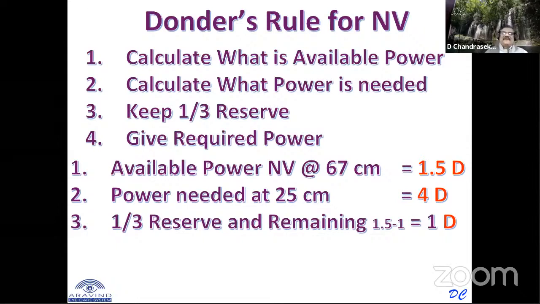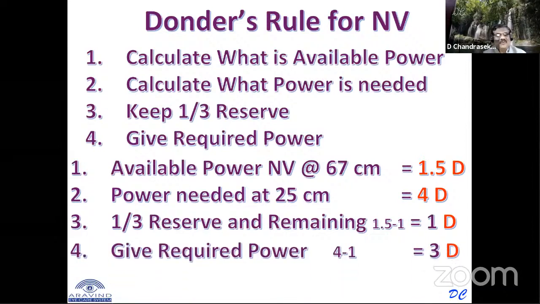So if I have 1.5 with me already, if I want to read at 4, the normal tendency is to give 2.5. So 1.5 plus 2.5 will become 4. I should be able to. No. But you have to keep 1/3 as reserve, because of stress and fever and all those conditions. So what do I have? I have 1.5 power. I will keep 0.5 as a reserve. So what is the remaining power I have? Out of 1.5, if I keep 0.5 reserve, I'll have only one diopter. So what will you give? Instead of 2.5, 4 minus 1, I need to give a 3 diopter power.